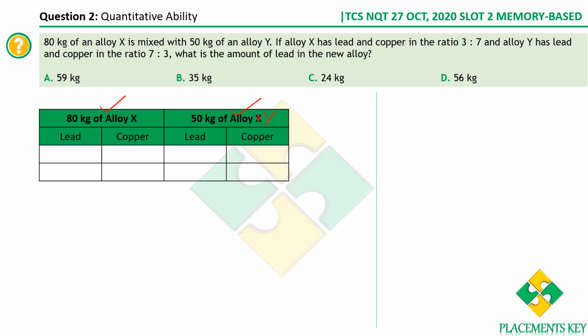Okay, now we are told that in alloy X we have how much ratio of lead and copper? It is 3 is to 7. Whereas in alloy Y, what is the ratio? It is 7 is to 3. So we know that for X it is 3 is to 7. So totally we have how many parts? We have totally 10 parts, 3 plus 7. 10 parts is equal to 80 kgs. So we get one part is equal to how much? We get it as 10 kgs.